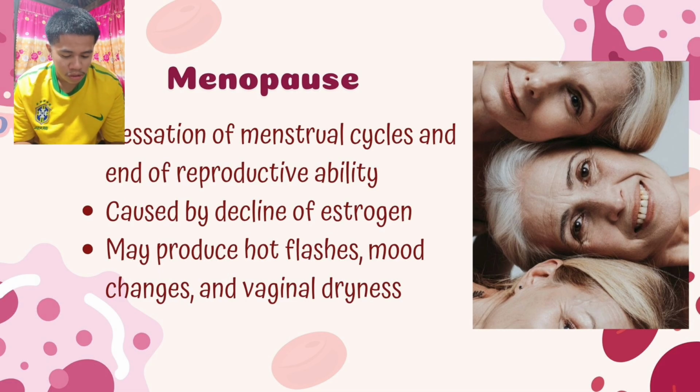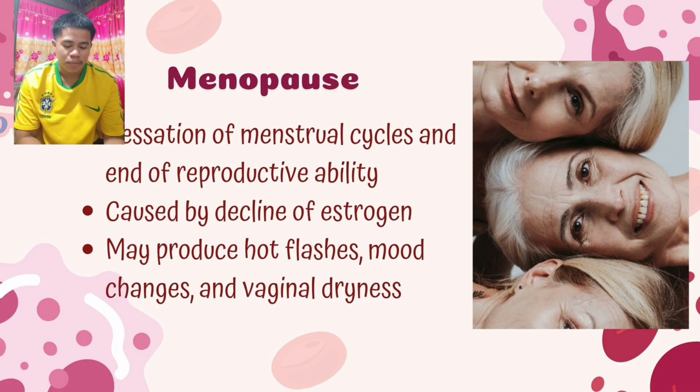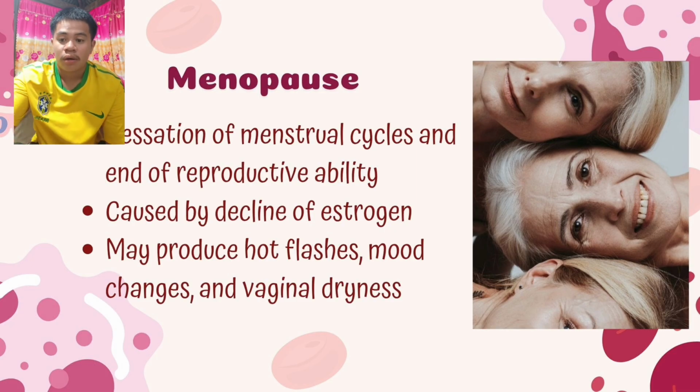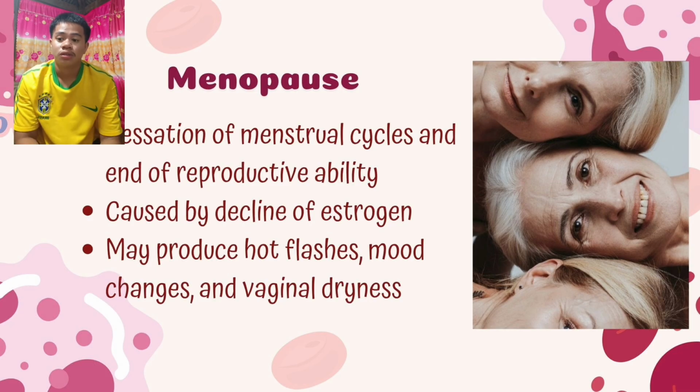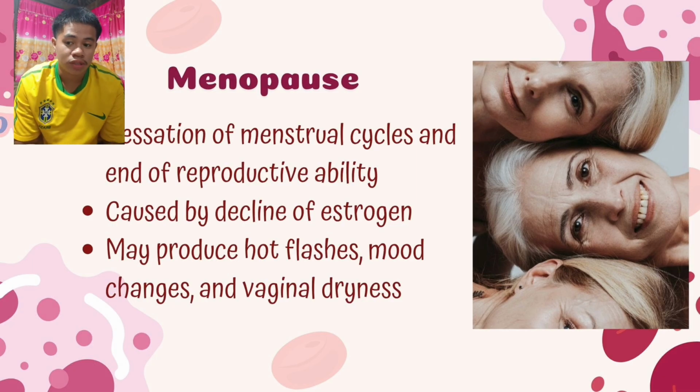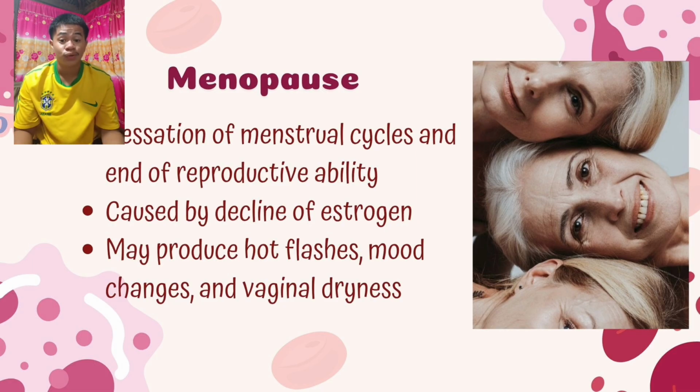And next one, ma'am, we have menopause. Definition: cessation of the menstrual cycle and end of reproductive ability caused by decline of estrogen, which may produce hot flashes, mood changes, and vaginal dryness. Menopause is the cessation of menstruation and the end of a woman's ability to become pregnant. It occurs due to the decline in estrogen. Common symptoms include hot flushes, mood changes, and vaginal dryness.